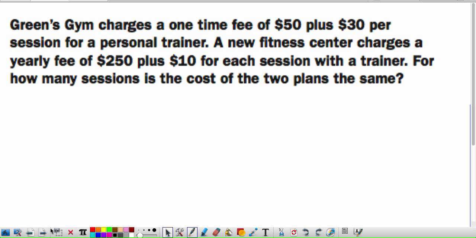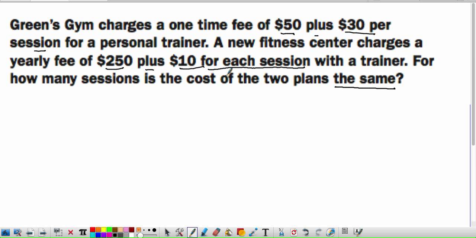Okay, another type of problem is we have a word problem where we have to write our own equation and then solve it. So if we look at this, they're talking about two different gyms here. We have Green's Gym charges a one-time fee of $50 plus $30 per session for a personal trainer. And then this new fitness center charges a yearly fee of $250 plus $10 for each session with a personal trainer. For how many sessions is the cost of the two plans the same? So whenever they're talking about the same, that means equal to each other. When are these two plans going to be equal?